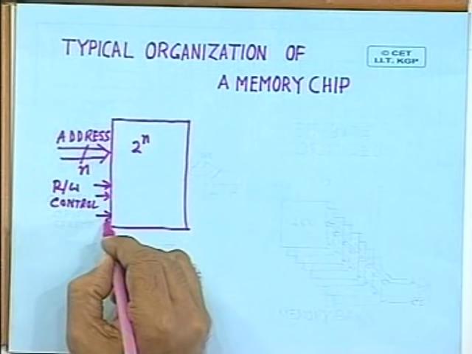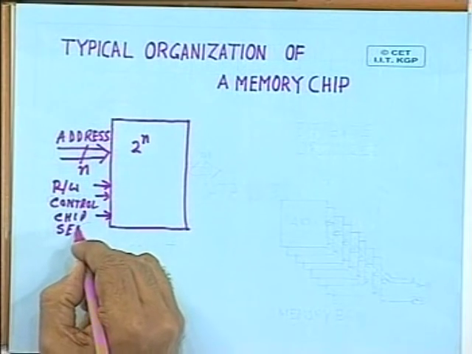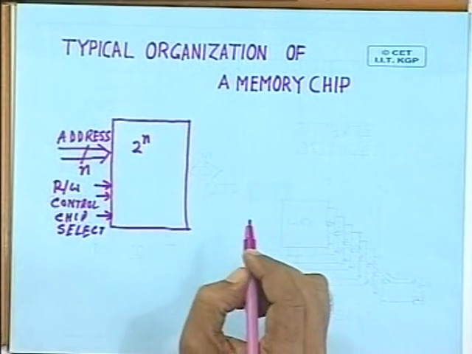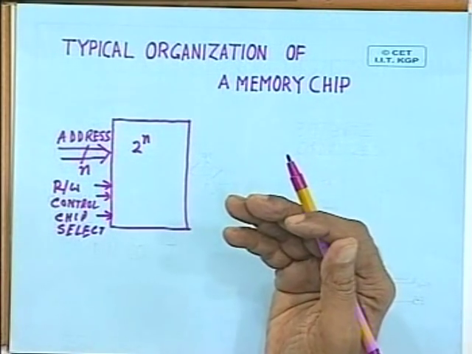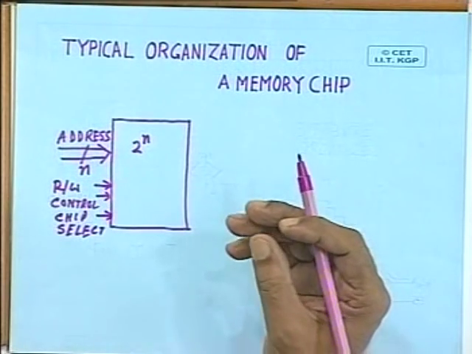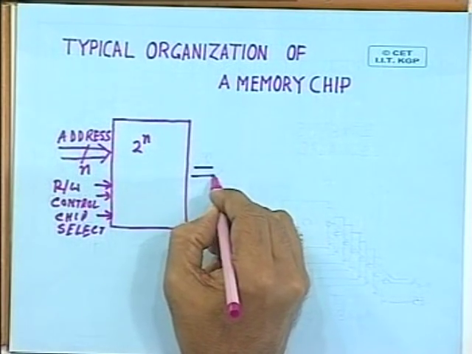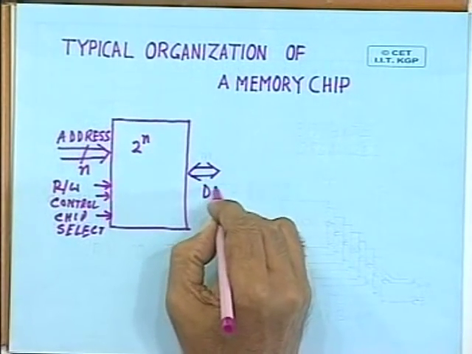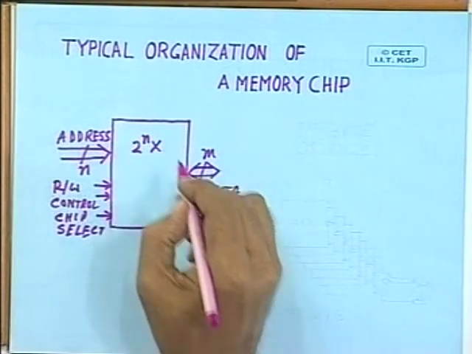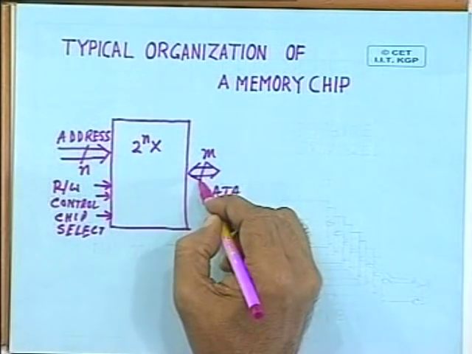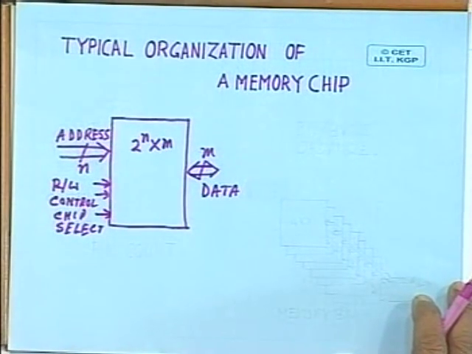Similarly, you will require one or a few chip select lines, with the help of which you can select a particular chip. However, you will require a few more additional lines depending on the type of memory. For example, if it is a programmable ROM, you will require a few lines for programming and so on. Similarly, you will require a few lines for data, say M. And whenever you have N address lines and M data lines, we call it a 2 to the power N into M organization of the memory chip.